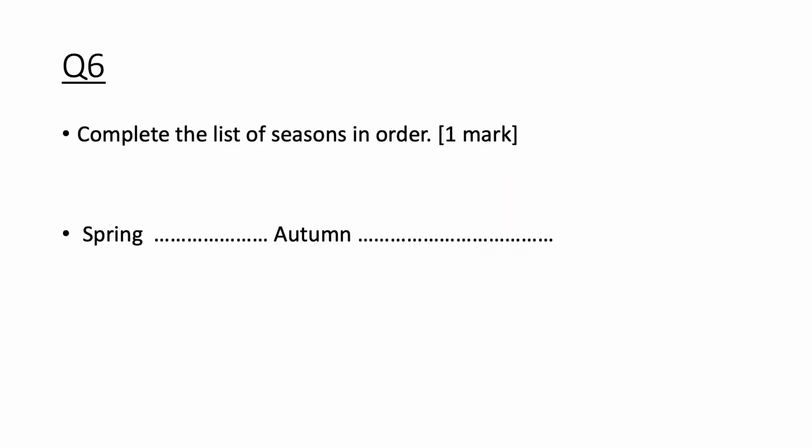Question number 6. Complete the list of seasons in order. So it goes spring, then summer, then autumn, and then winter. Okay? So that is the cycle every year. If that makes sense. So that is the cycle.